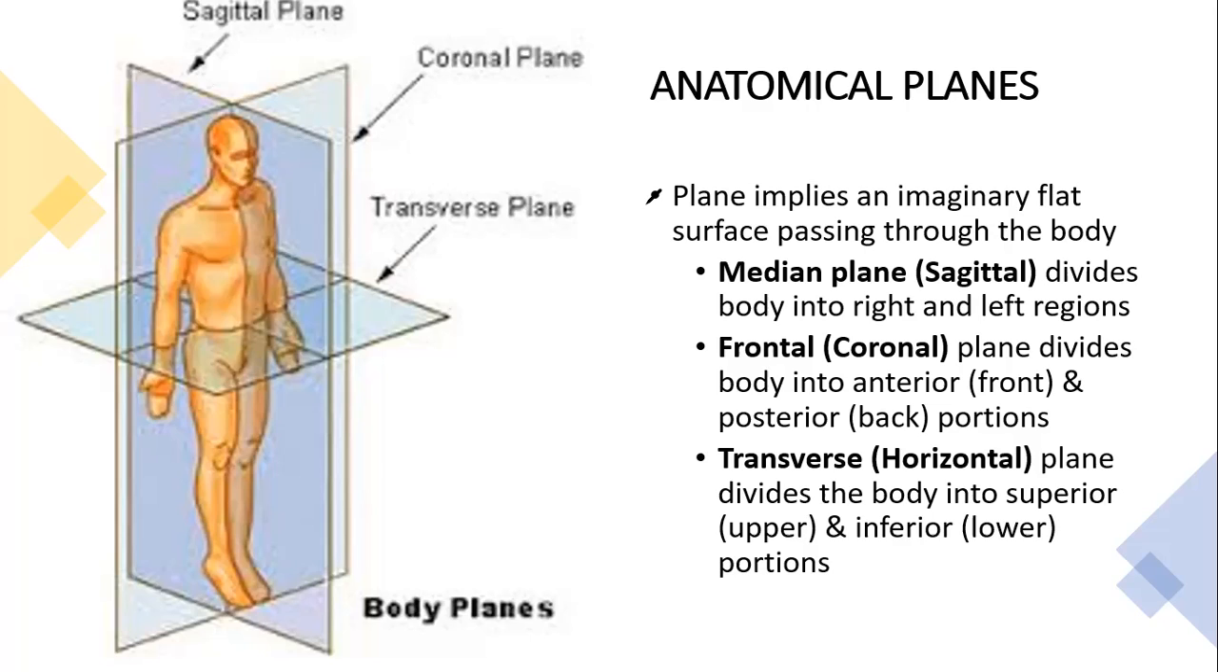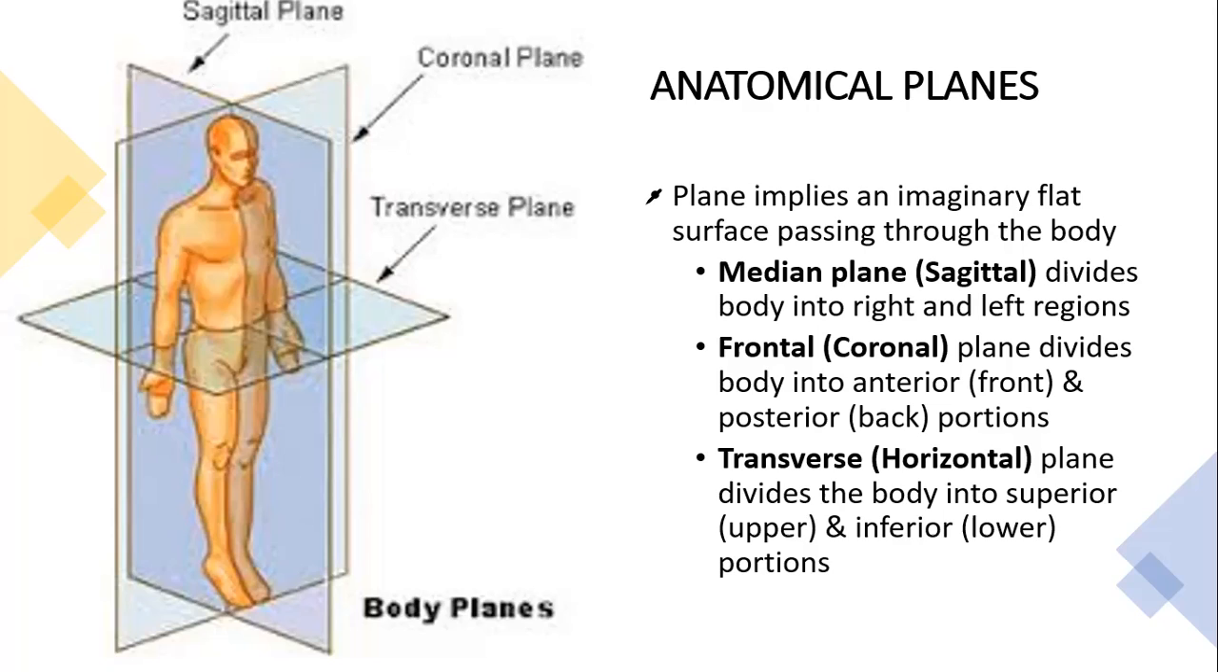When we're talking about the movements, they occur along the plane. They don't go through it. So for example, that median or sagittal plane that divides the body into right and left halves. Well, if I abduct my arm, I'll be going through that plane. I won't be moving along it. But when I flex and extend my shoulder, I'm moving along the plane. I'm not going through that imaginary piece of glass.